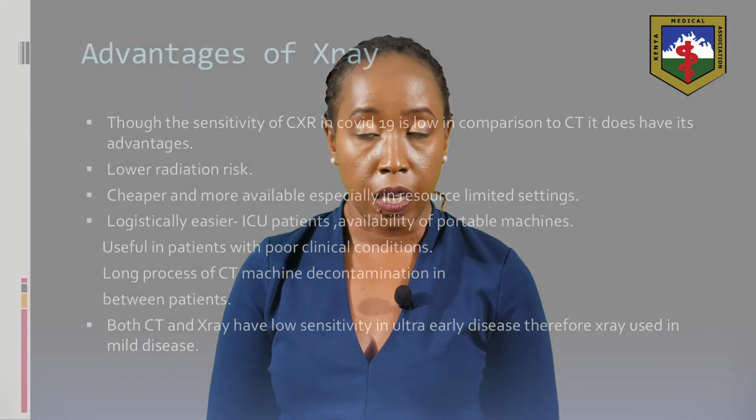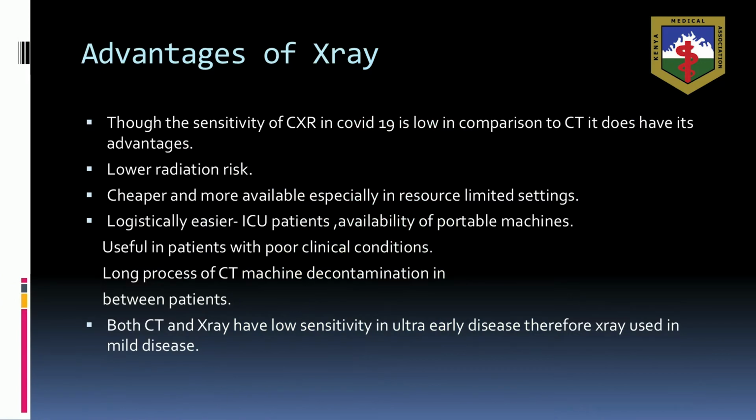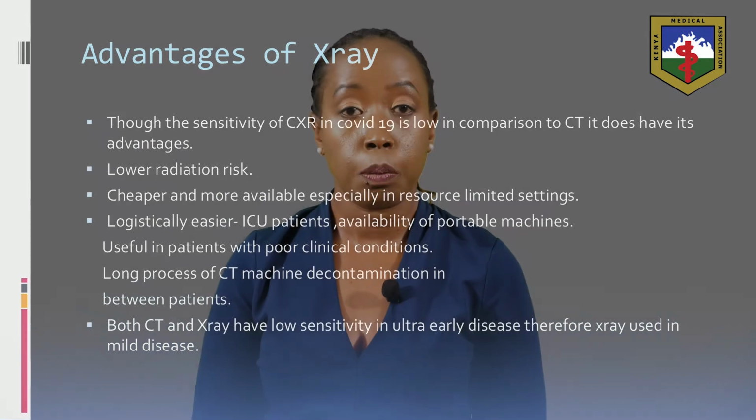Now, the advantages of X-ray. X-ray is more basic, and as you can see, the sensitivity is up to 69%. It is low in comparison to CT, but it does have its advantages. The first, it has a lower radiation risk. It's cheaper and more available. For example, you can see in our country, there is much more availability of an X-ray than the PCR test. So, in evaluation of the disease, if you don't have availability of a PCR test, then you can start out with your X-ray.